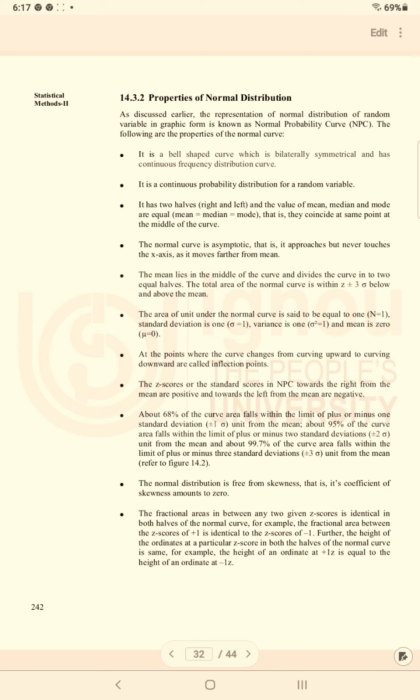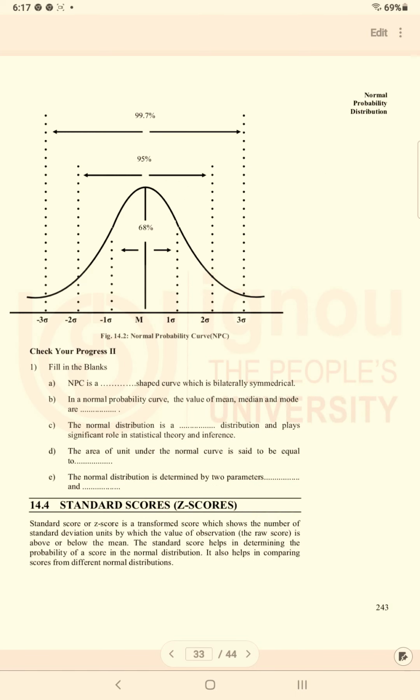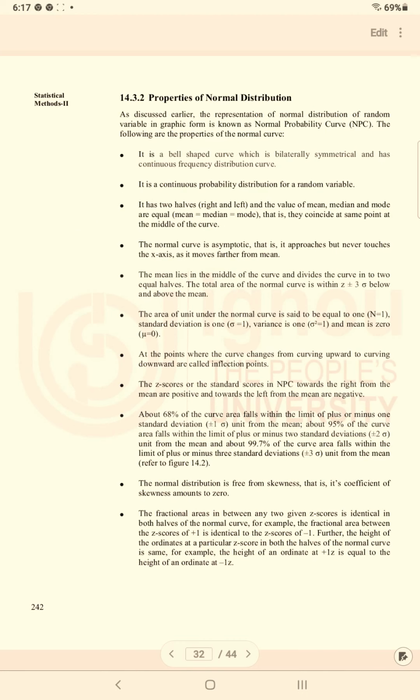Refer to figure 14.2. The normal distribution is free from skewness, that is, its coefficient of skewness amounts to 0. The fractional area between any two given z-scores is identical in both halves of the normal curve. For example, the fractional area between the z-scores of plus 1 is identical to that of minus 1. Further, the height of the ordinates at a particular z-score in both halves of the normal curve is the same. For example, the height of an ordinate at plus 1z is equal to the height of an ordinate at minus 1z.